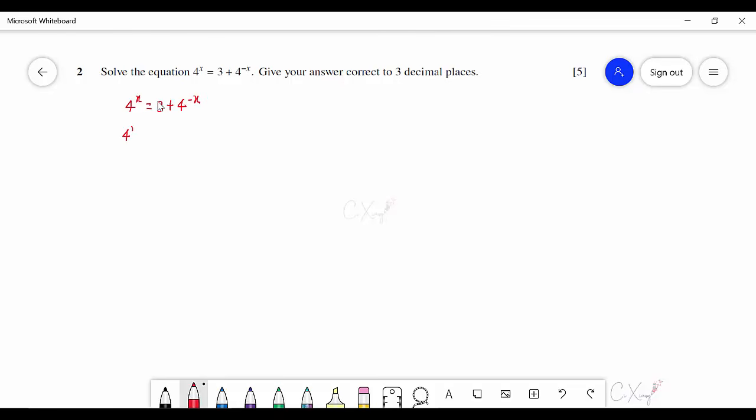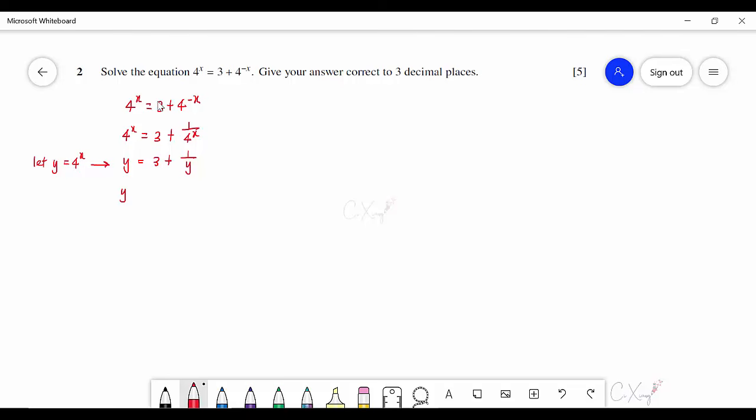If I rephrase it again, you will see something like this. The 4 power negative x, I can rewrite as 1 over 4 power x. And from here, I would like to replace 4 power x with y so that later you can see it in a clearer way. So let y equal 4 power x, and therefore your equation becomes something like this.